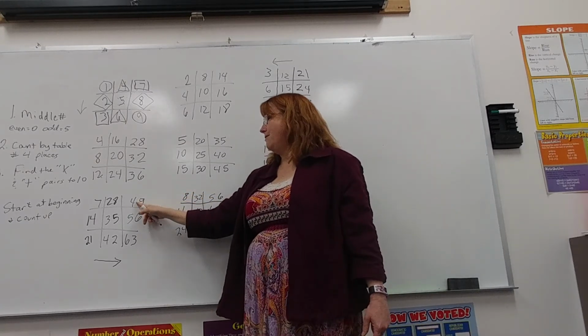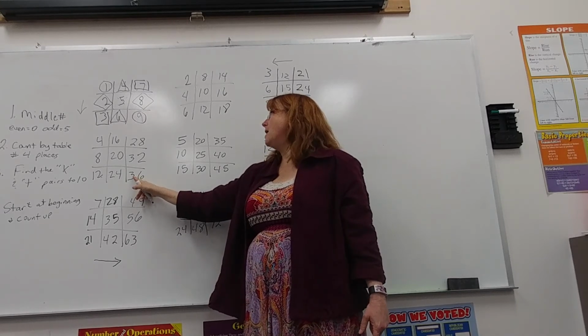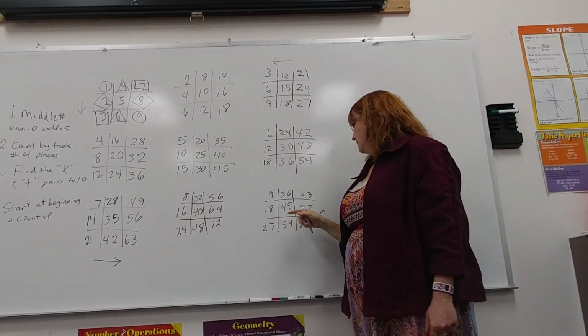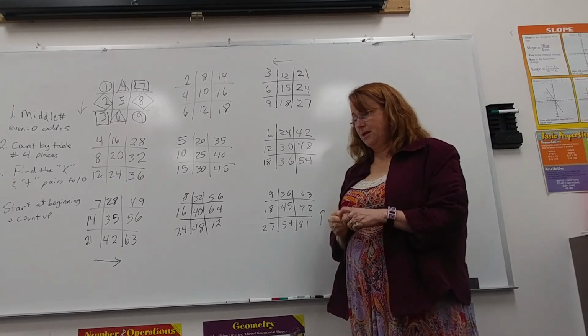49 divided by 7 is 7. 36 divided by 4 is 9. 72 divided by 9 is 8. So that's for multiplication and division.